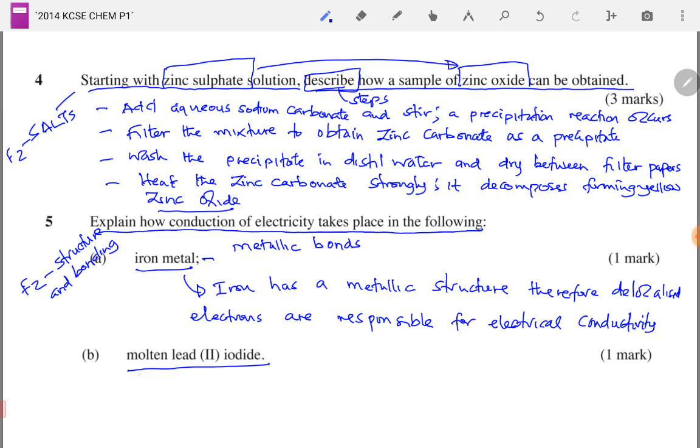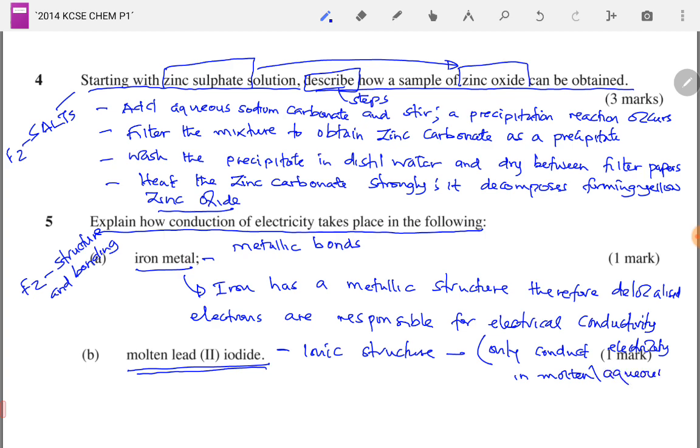We go to part B, molten lead(II) iodide. This one has an ionic structure, and what we understand is that substances with ionic structures only conduct electricity in molten and in aqueous states, and the reason is because their ions are mobile. I hope you do remember this.